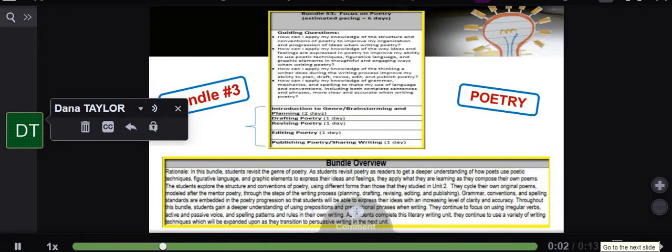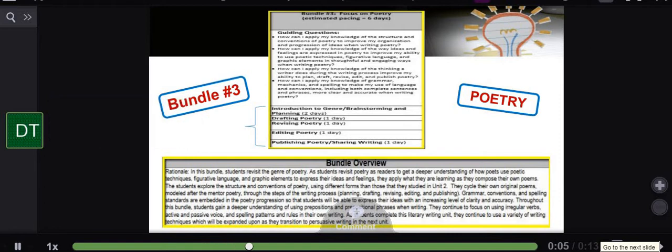Poetry. In Bundle 3 titled Poetry, students will be reading and writing poetry. Students will create their own original poems, which is modeled on mentor poetry.